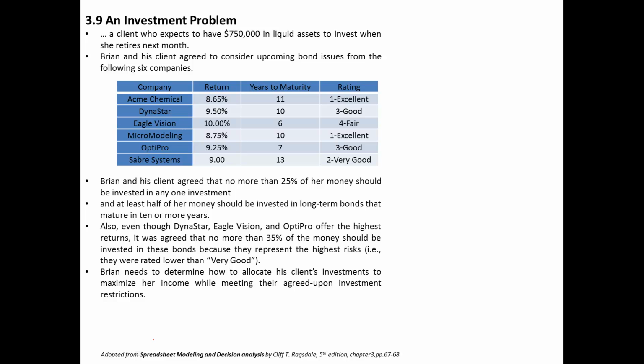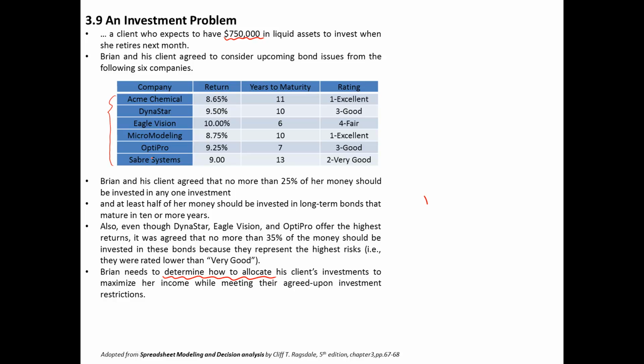Okay, so starting from the last sentence, let's decide what the decision variables should be. Okay, determine how to allocate the investments. So what does that mean? Determine how to allocate this 750,000 in these 6 bonds. Okay, that means how much money from this 750,000 should be in A, and how much money from this 750,000 should be invested in D, in E, M, O, and S. Okay, so that's the decision, how to allocate, how much money to put in each of them.